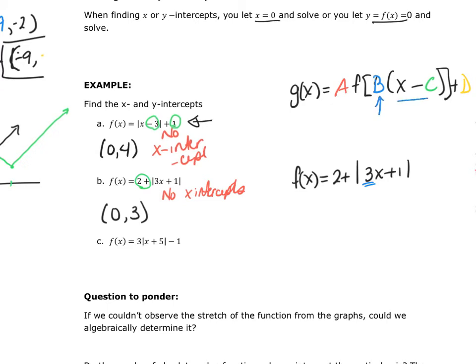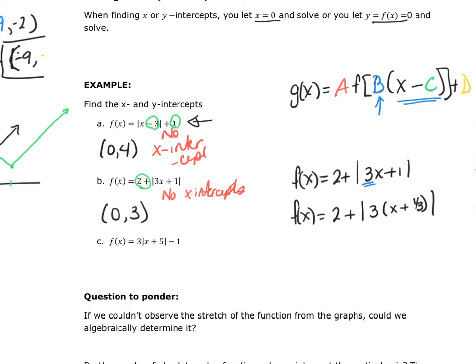So let's just take a moment to put this in the correct form. So f of x is equal to 2 plus the absolute value. So I'm going to factor out a 3. So in other words, I am dividing both the 3x and the 1 by 3. And so there, now it's in the correct form, and I can see the transformation. The transformation is it's going to be compressed in the x direction by 1/3, and it's going to be moved to the left 1/3. It's going to be moved up 2.